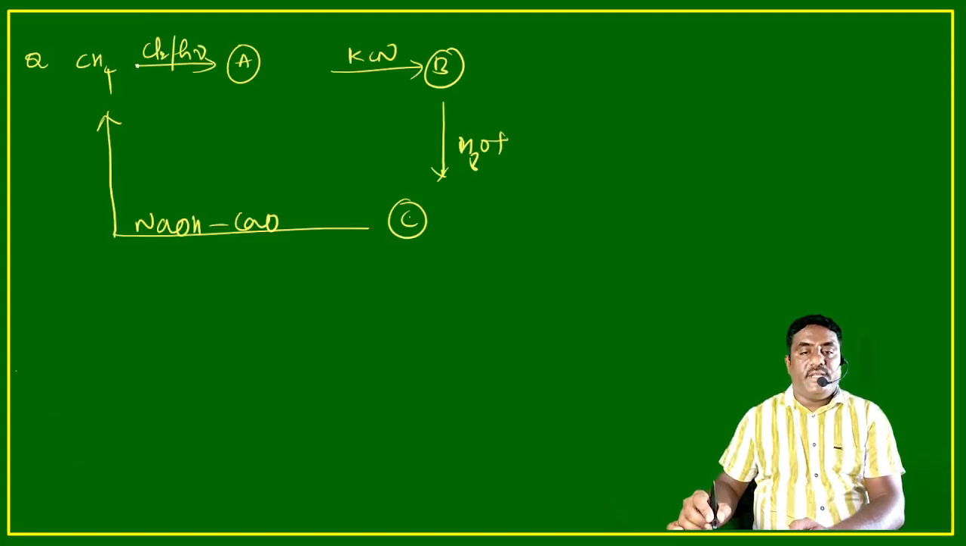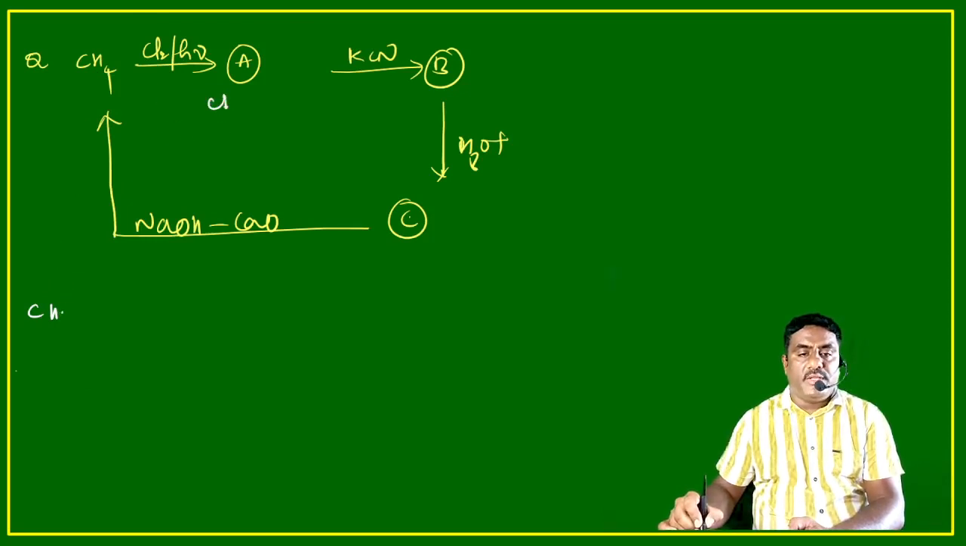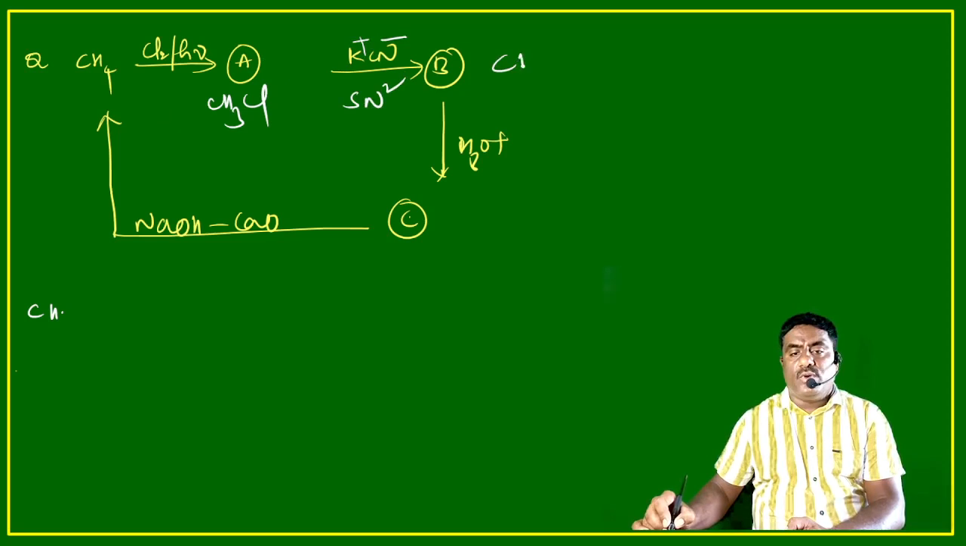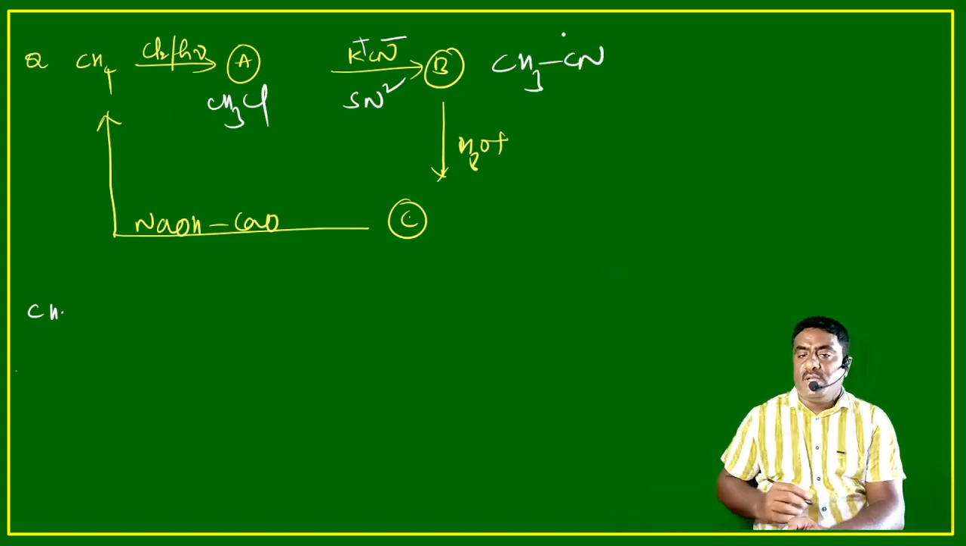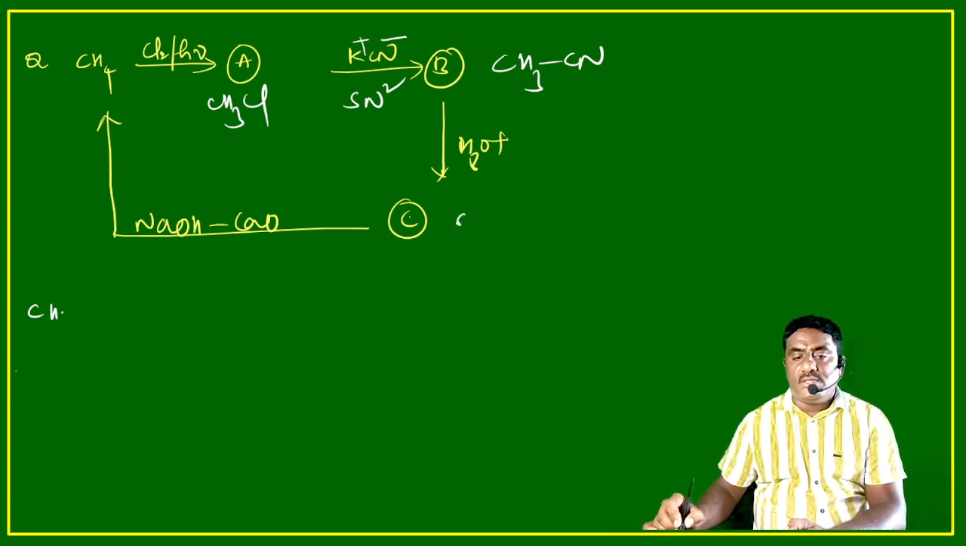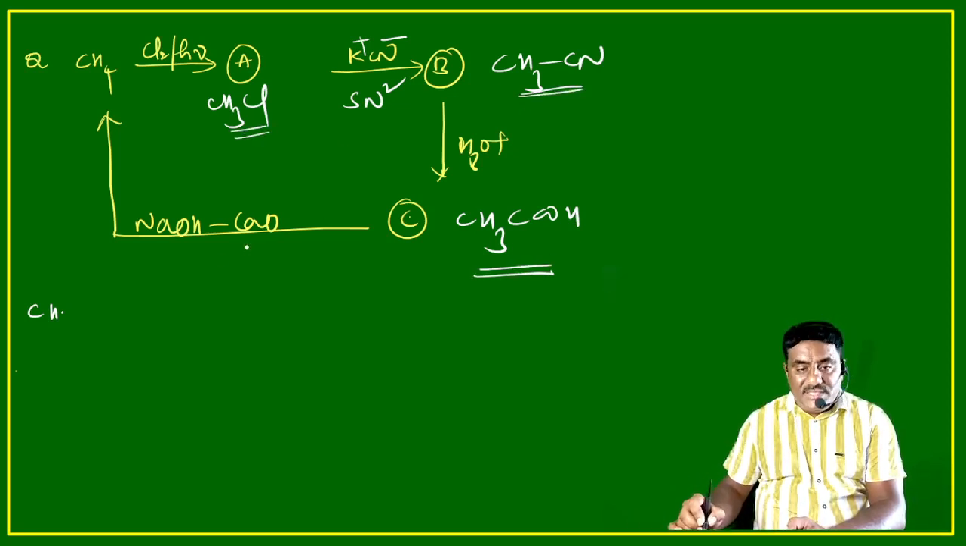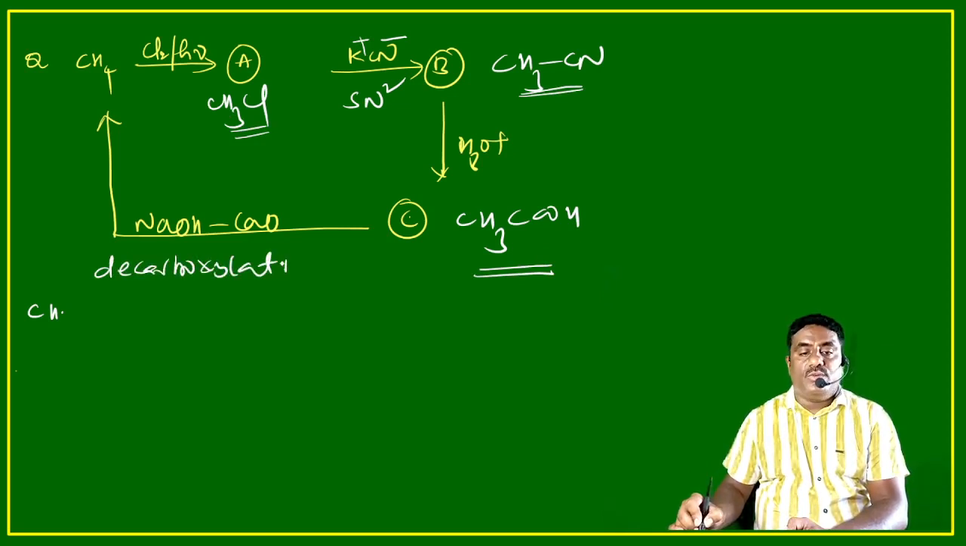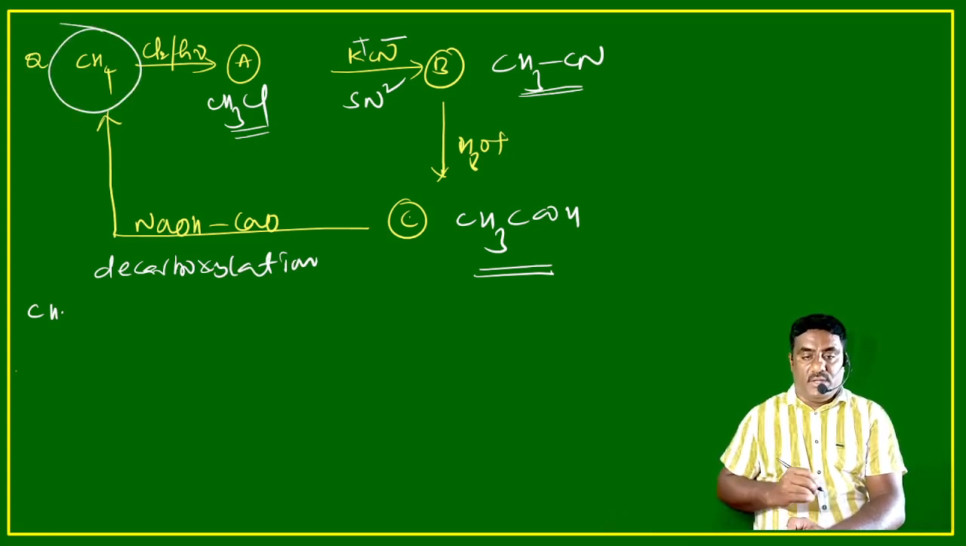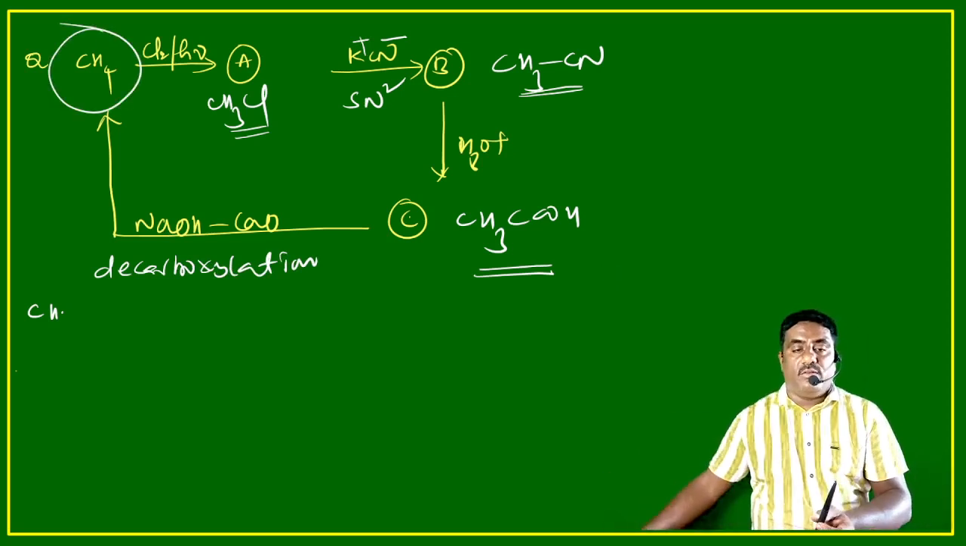Have a look at the next question. Methane chlorination forms methyl chloride, CH3Cl. In presence of K plus CN minus, it undergoes an SN2 reaction to form CH3CN, methyl cyanide. Methyl cyanide hydrolysis gives CH3COOH, acetic acid. Acetic acid decarboxylation, with NaOH as reagent, gives methane.